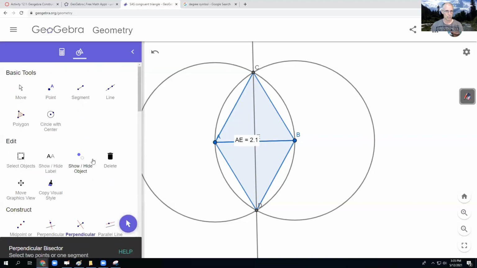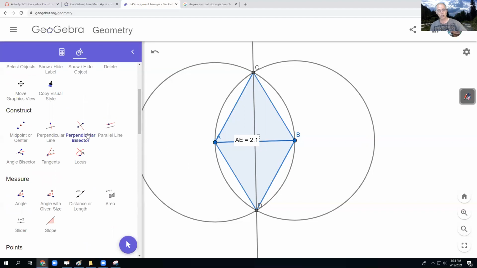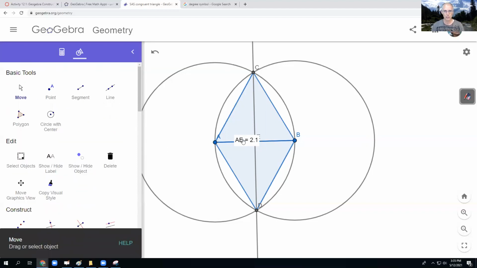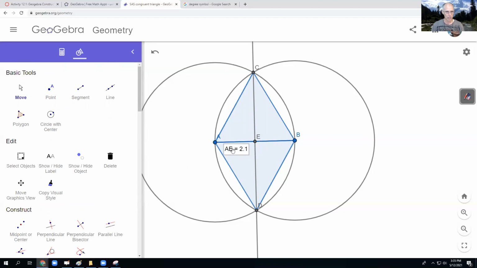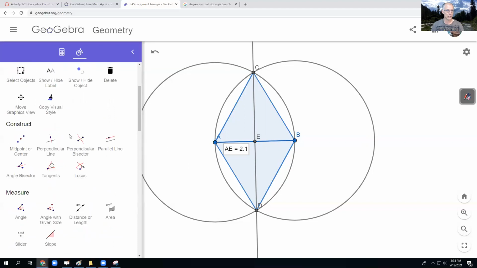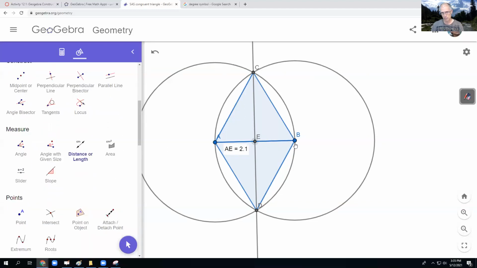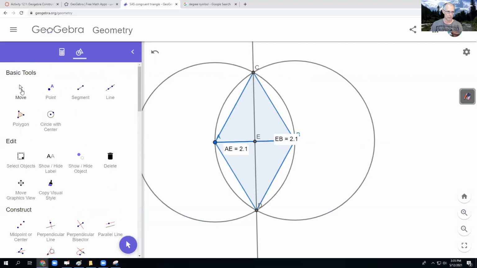Now there is a perpendicular bisector quick constructor here, but I want you to do it on your own without using that one right there. That's why I had to list those legal tools. And then I should find that the distance from E to B is the same. Check it out, same thing. Again, I have to switch to the move tool, otherwise GeoGebra's going to try to measure something.